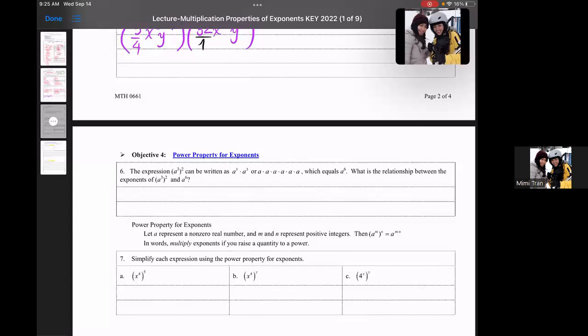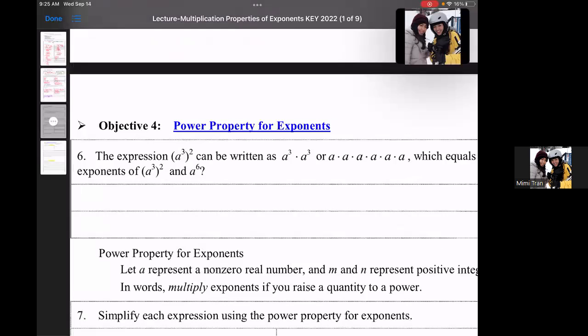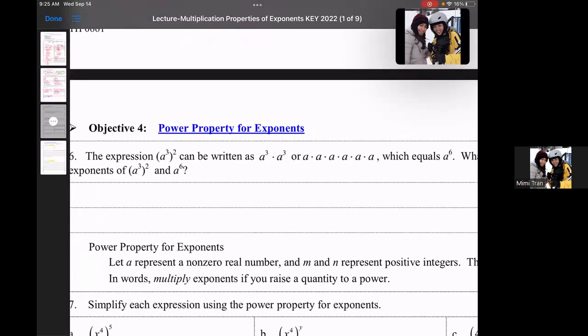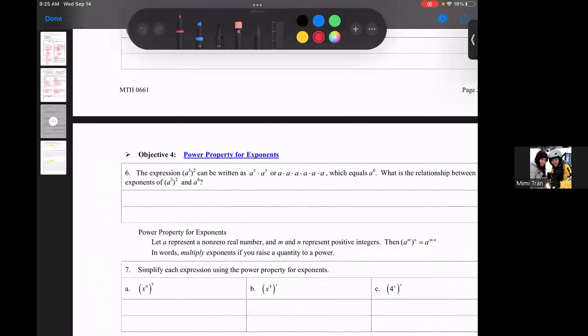We're going to multiply exponents, and this rule is called the power property for exponents. So, for example, if I have a cubed squared, make it a little bigger so you can write. Before I do that, let me ask you a question. If I say x squared, then you write it down twice, right? X times x. If I say x cubed, then you say x times x times x.